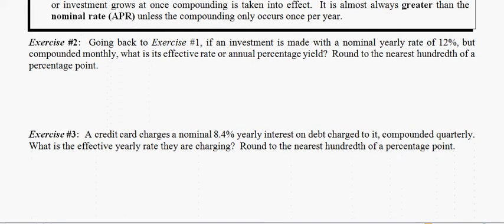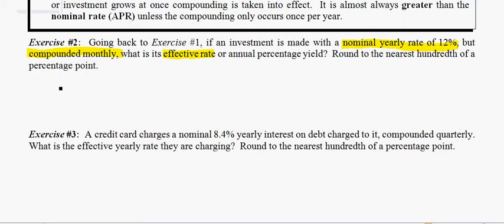Exercise 2 says, going back to exercise 1, if an investment is made with a nominal yearly rate, again, let's highlight that, because that's the important terminology, a nominal yearly rate of 12%, but is compounded monthly, what is the effective rate, which is also known as the annual percentage yield? Believe it or not, we already have the answer to this. But if we didn't, this is what we'd do.